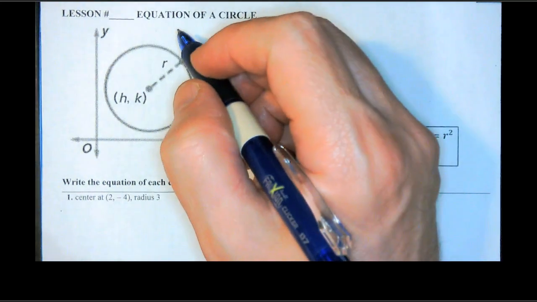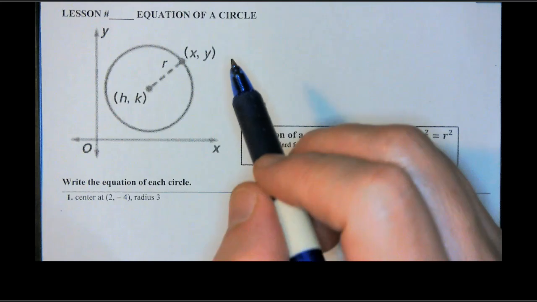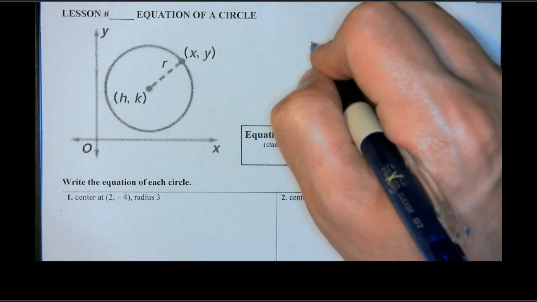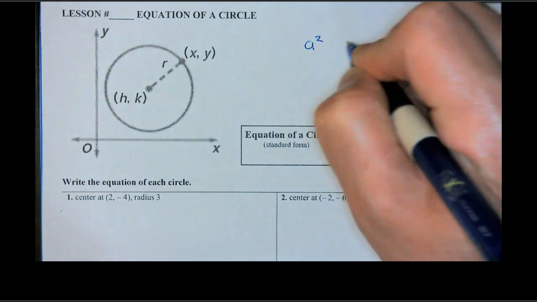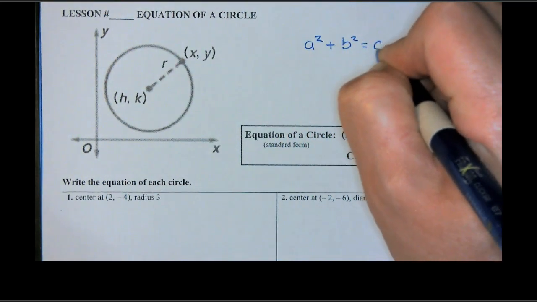Hello and welcome. This lesson is going to be about the equation of a circle. Mathematicians have come up with an equation for a circle, which is this one. The way they got to this equation is based on the Pythagorean theorem. If you remember, the Pythagorean theorem is a squared plus b squared equals c squared.